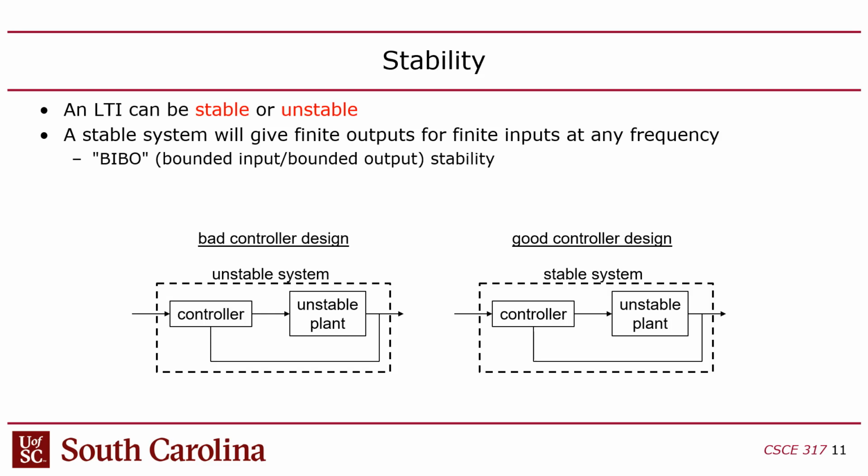In other words, what I'm trying to say is you could create a controller system that gives you an unstable system, or a controller system that gives you a stable system. You want, at the very least, the combination of the controller and the plant to be stable. Does that make sense? Okay, so that's the idea.